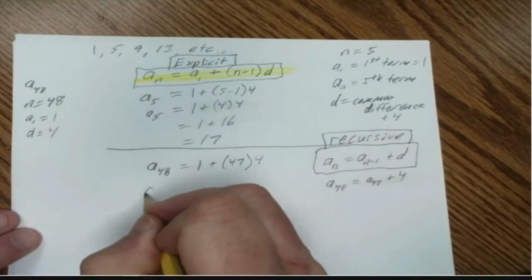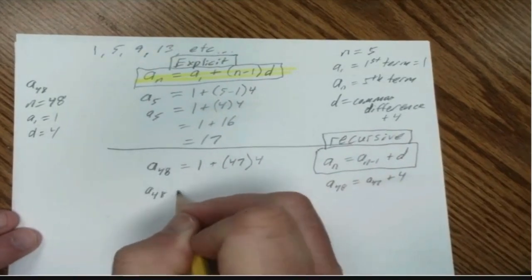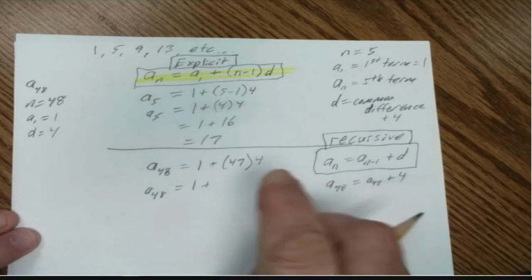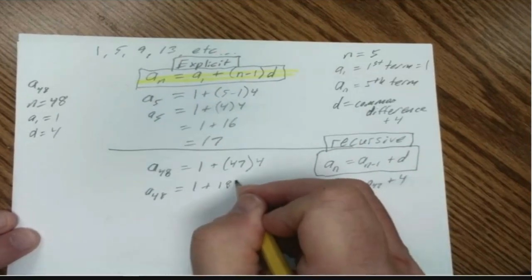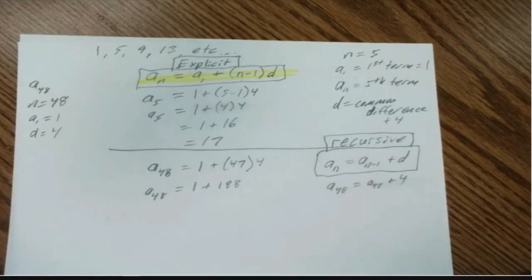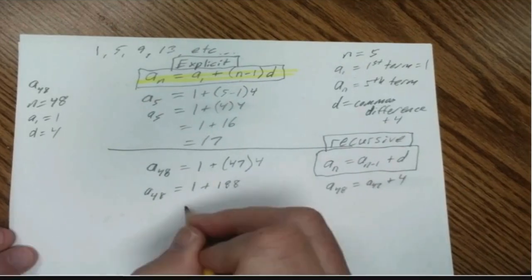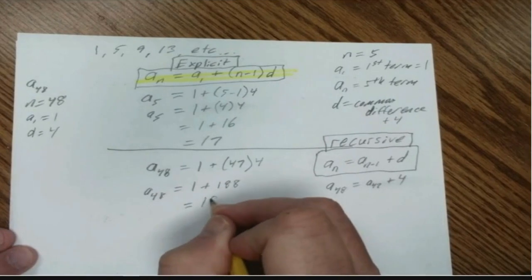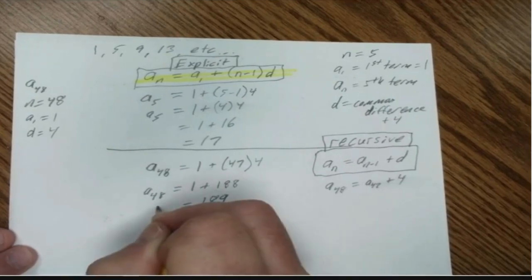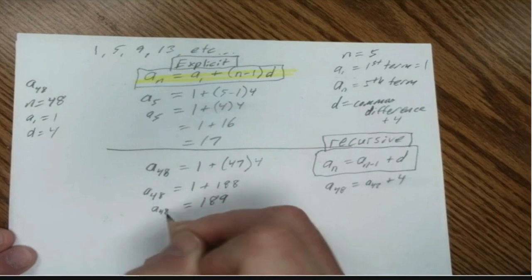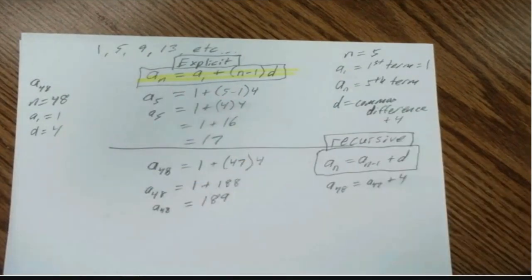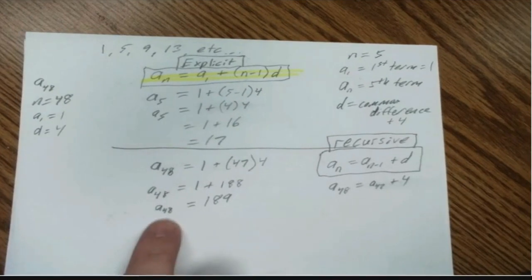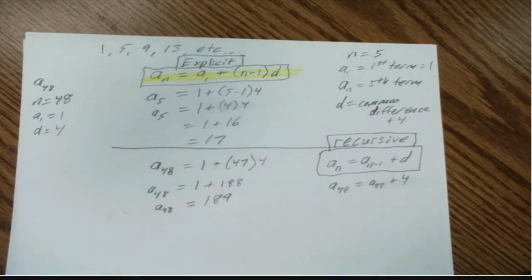Okay, so the 48th term of this sequence is 1 plus, and 47 times 4 is 188. So that means the 48th term is 189. Anybody who wants to check that can go up here and just keep writing till they get to the 48th term, and it'll be 189.